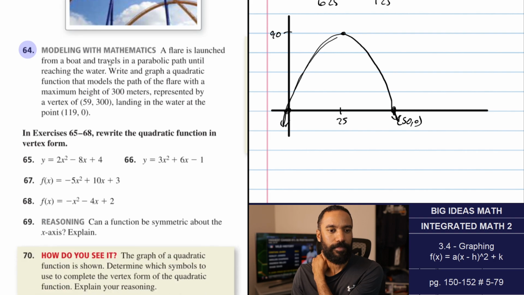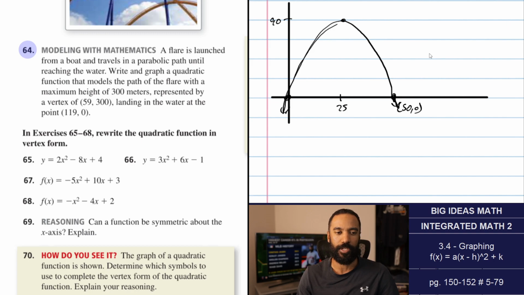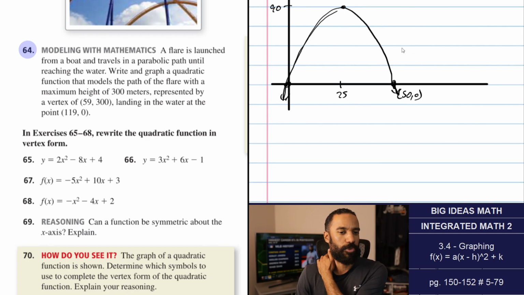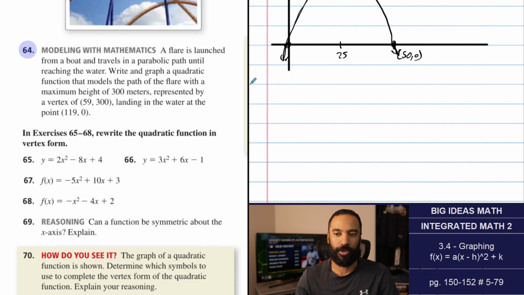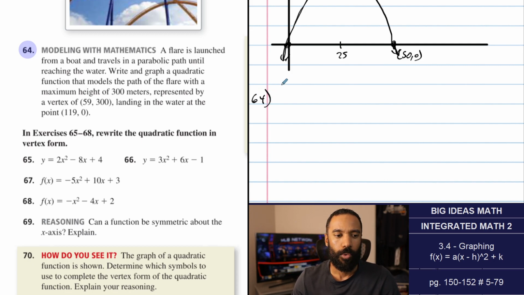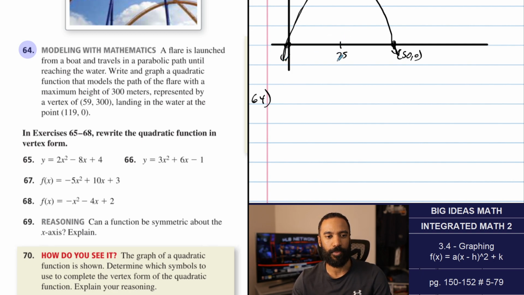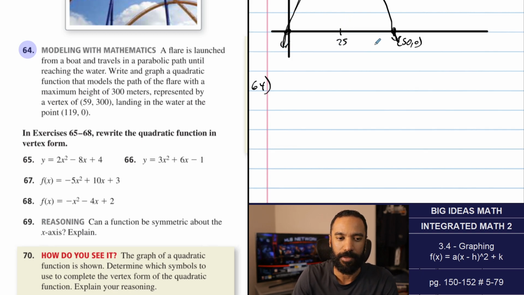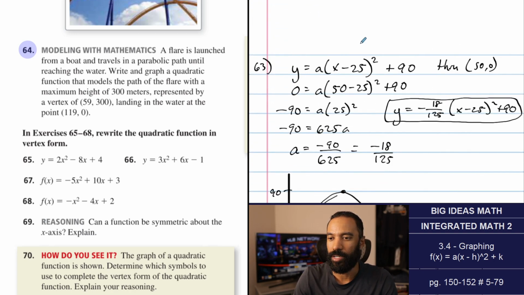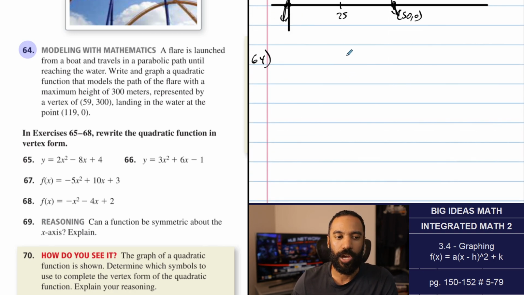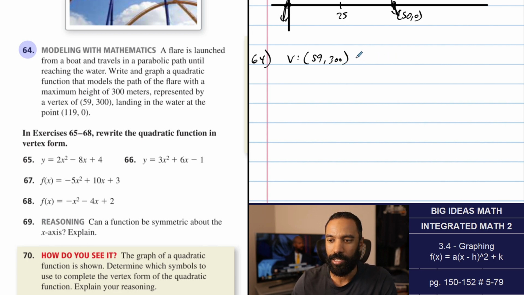64. A flare is launched from a boat and travels in a parabolic path until reaching the water. Write and graph a quadratic function that models the path of the flare with a maximum height of 300 meters, landing in the water. Okay, so kind of all the same stuff as before. We have to come up with the equation. So we have a vertex of 59 comma 300, and we have a point when it lands in water at 119 comma 0.